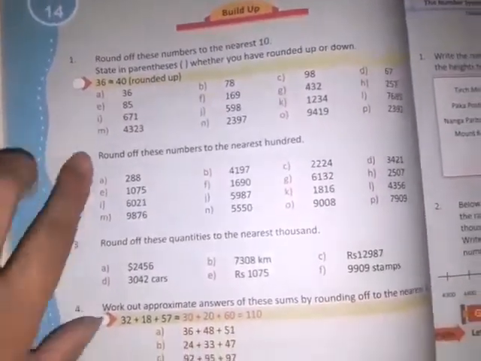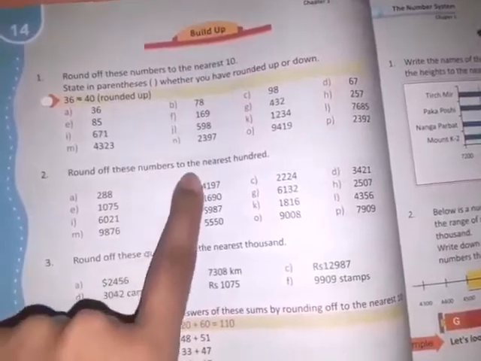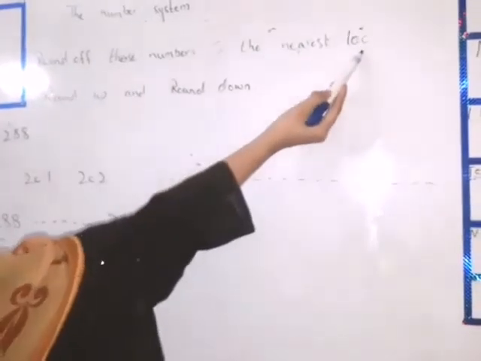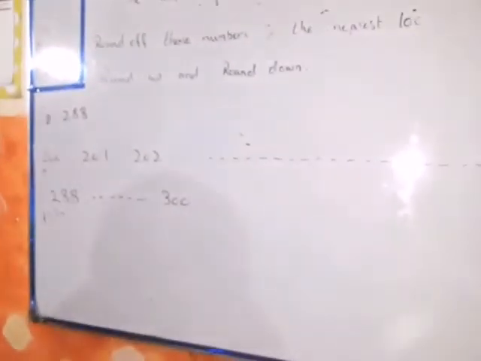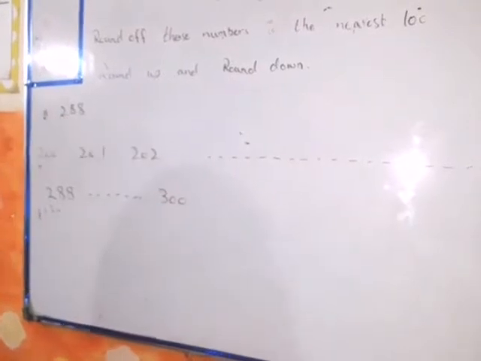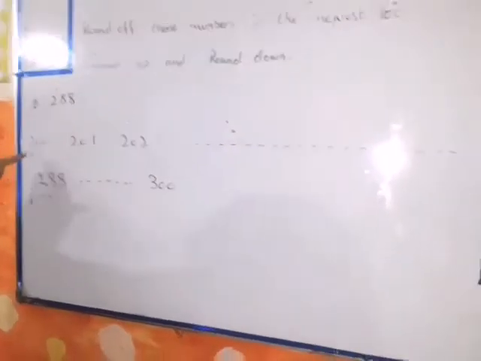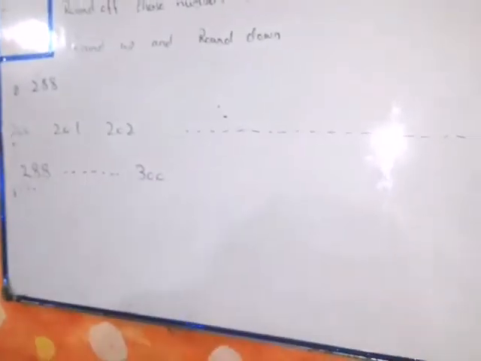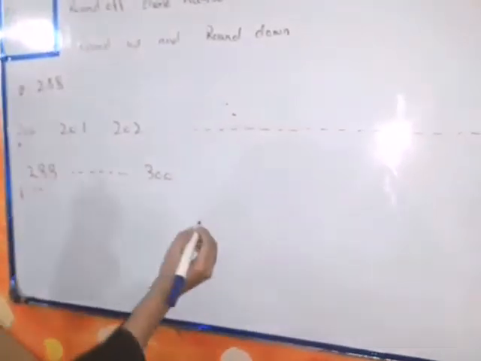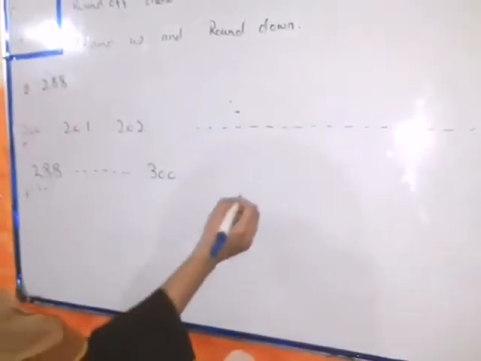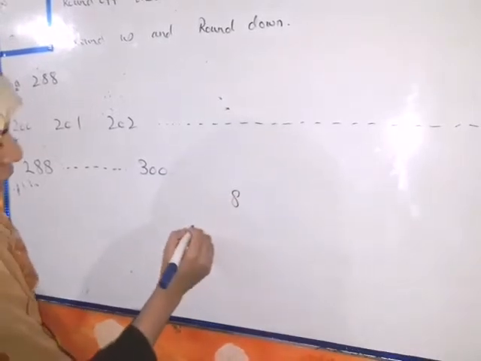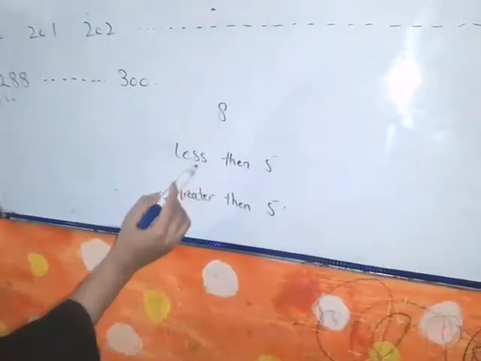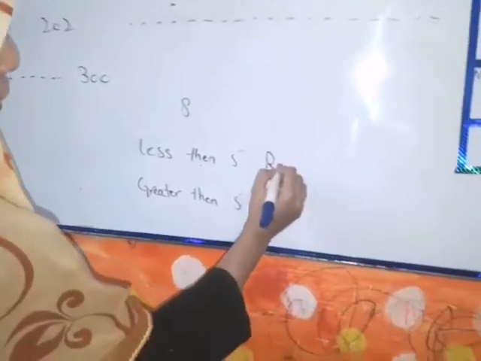Now part 2, round off these numbers to the nearest 100. Now you have to find the nearest 100. The question is 288. So we will start counting from 200 to 300. The easy way is to look at the last digit, which is 8. If it is less than 5, it will be a round down.